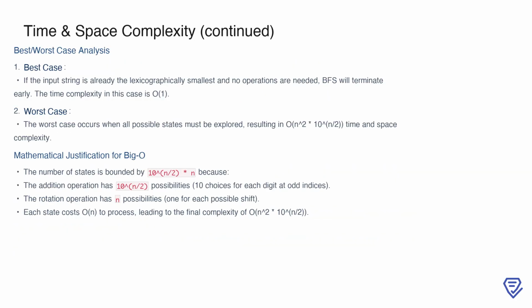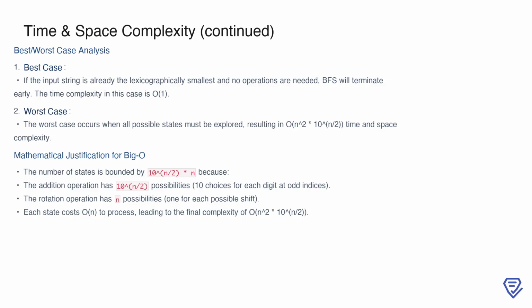Finally, let's discuss the best and worst case scenarios. In the best case, if the input string is already the lexicographically smallest and no operations are needed, BFS terminates almost immediately. The time complexity in this case is 1. In the worst case, however, BFS must explore all possible states, which results in a time complexity of n squared * 10^(n/2).